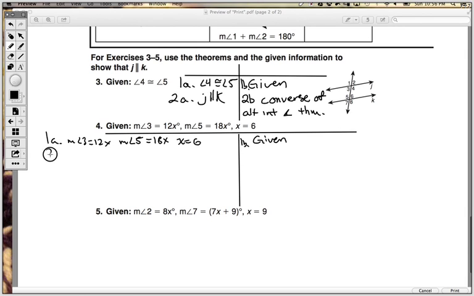All right, now let's again do just substituting and calculating those values. That would give me 12 times 6 for the first one, but I should say measure of angle 3 equals that. Measure of angle 3 equals 12 times 6. And measure of angle 5 equals 18 times 6. And let's see what we get from there. That's just a substitution.